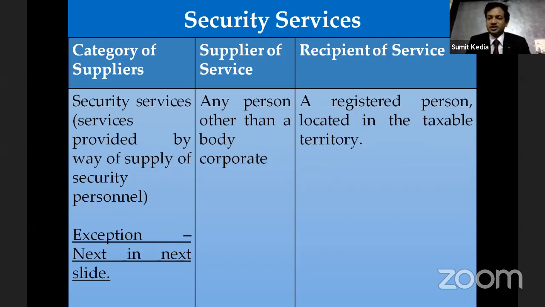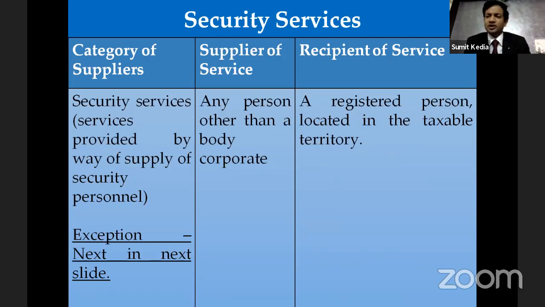The next category is security services. See, the reverse charge mechanism on security services came with effect from 1st January 2019. Security services was under RCM in the service tax regime as well. It says security services provided by way of supply of security personnel, except some exceptions which I will discuss in the next slide. In this case, if the supplier of service is any person other than a body corporate and the recipient of service is a registered person, in that case, RCM will be applicable.